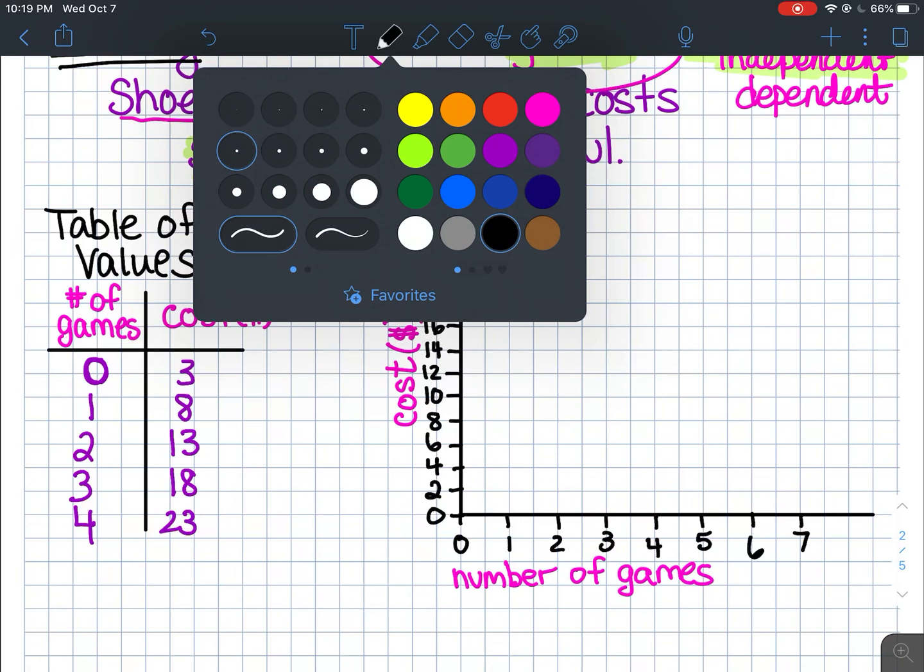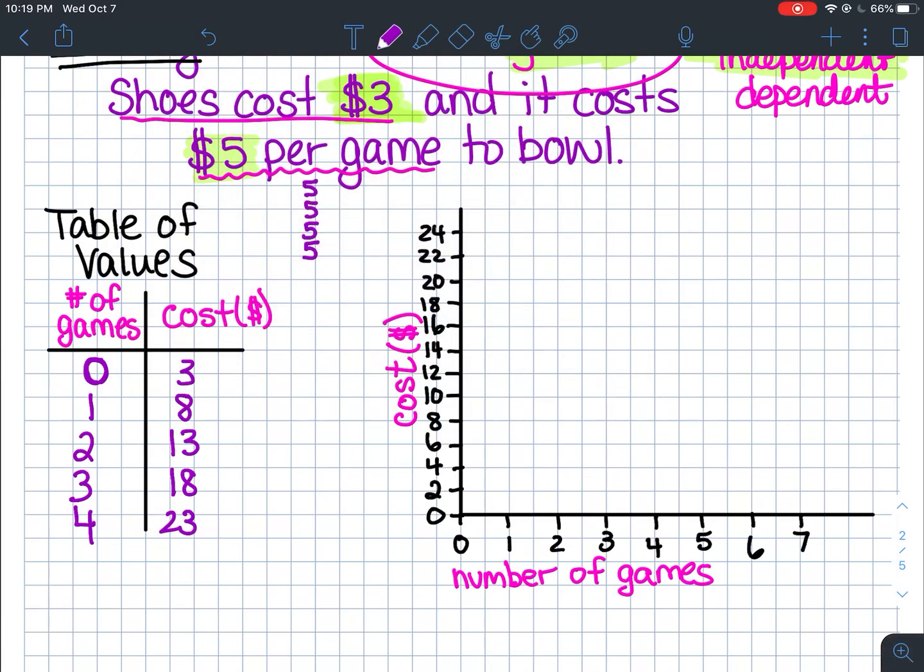Okay, next. We have to plot our points. Going down our list, if we play 0 games, we still have to pay for shoes. So 0 and 3 would be right here. Next, if we play 1 game, it will cost us $8. So 1 game, $8. If we play 2 games, $13. So 2 games, 13. 3 games will cost us 18. And finally, 4 games will cost us 23.